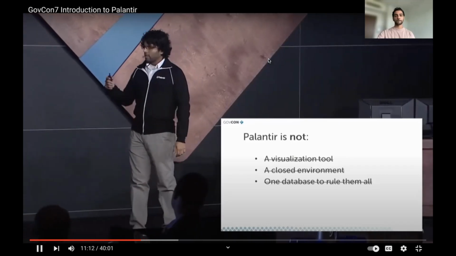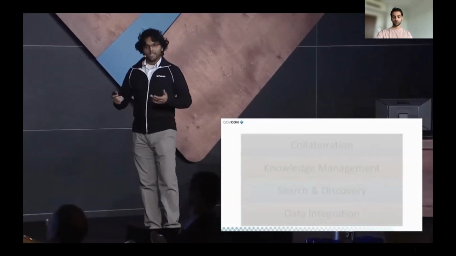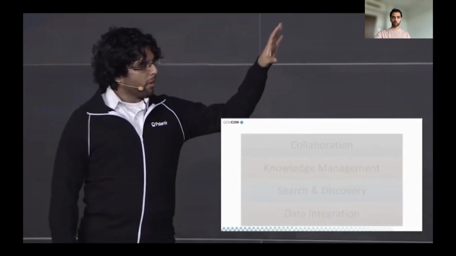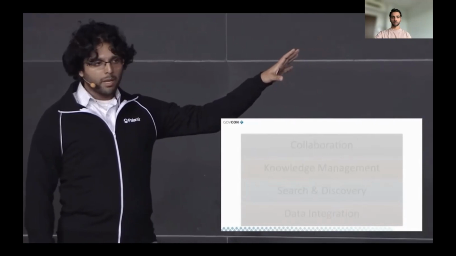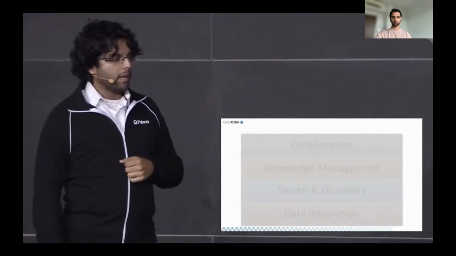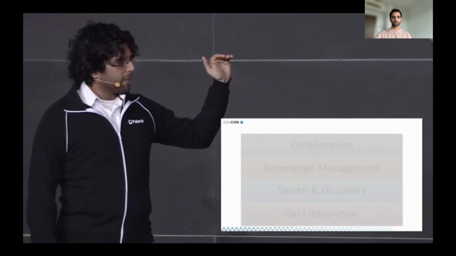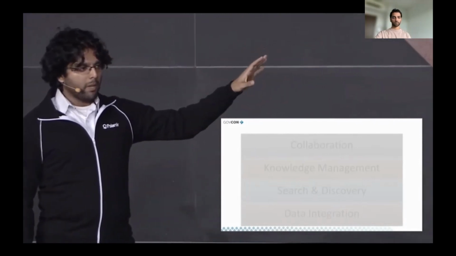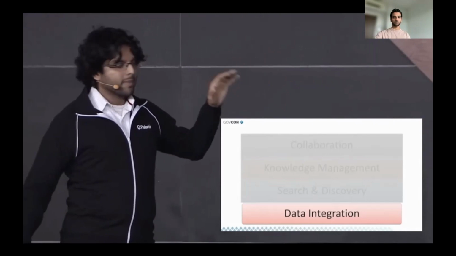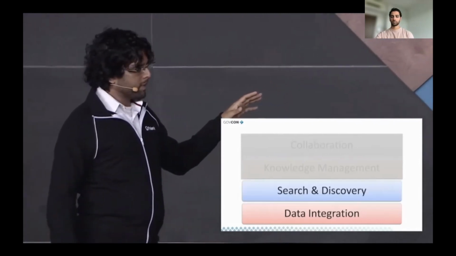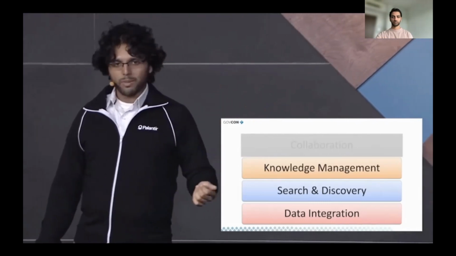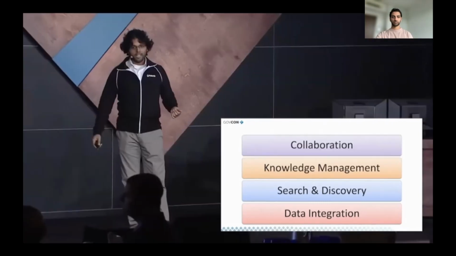So you've been hearing me talk a little bit about what it is that Palantir is doing under the hood. And we actually divide that into 4 major areas of functionality, which I'd like to go through with you in a little bit of detail. But they kind of build on each other. So we're going to start at the bottom here and work our way up. Those 4 areas in order are data integration, search and discovery, knowledge management, and collaboration.